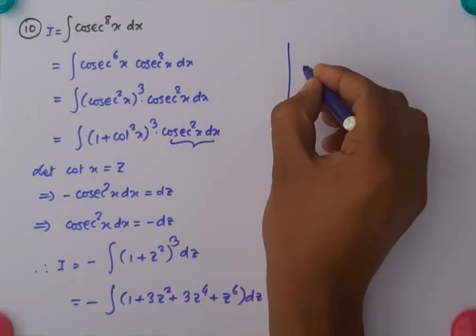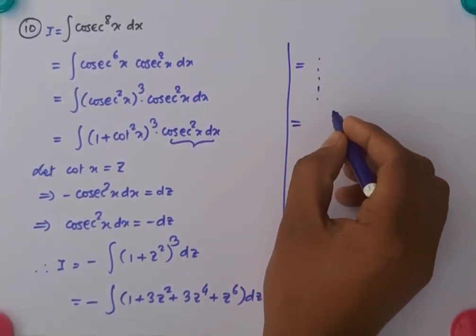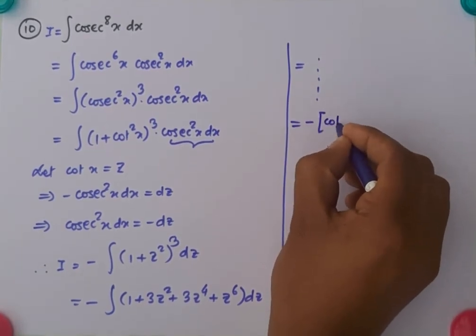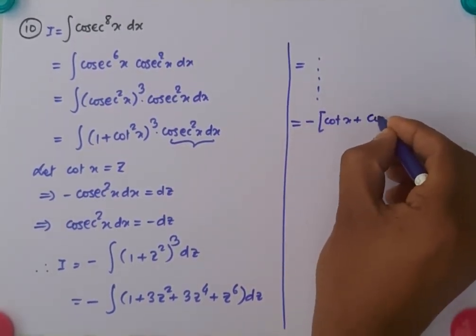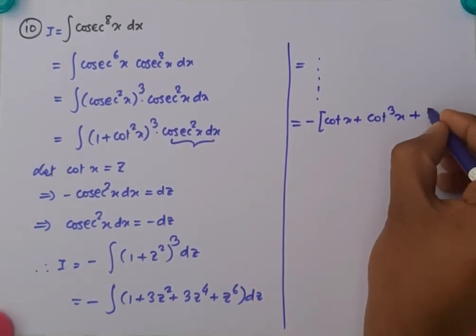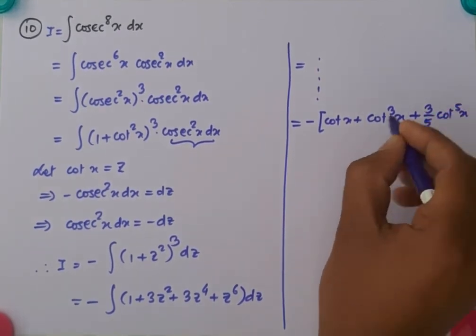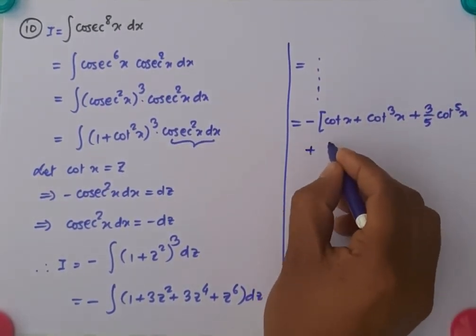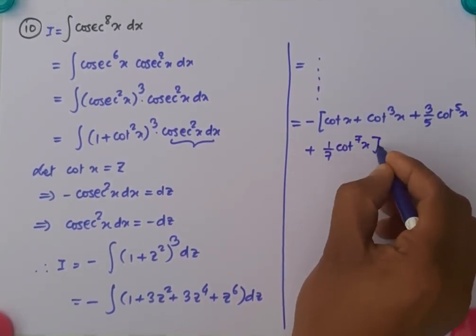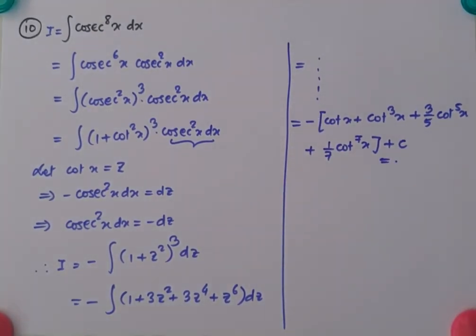The integral part is very simple. I'll give you the final answer. So your answer will turn out to be negative of cot x plus cot cube x plus 3 by 5 cot to the power 5x, and ultimately you have plus 1 by 7 cot to the power 7x. Now put a constant of integration. So this is your answer for this particular question.